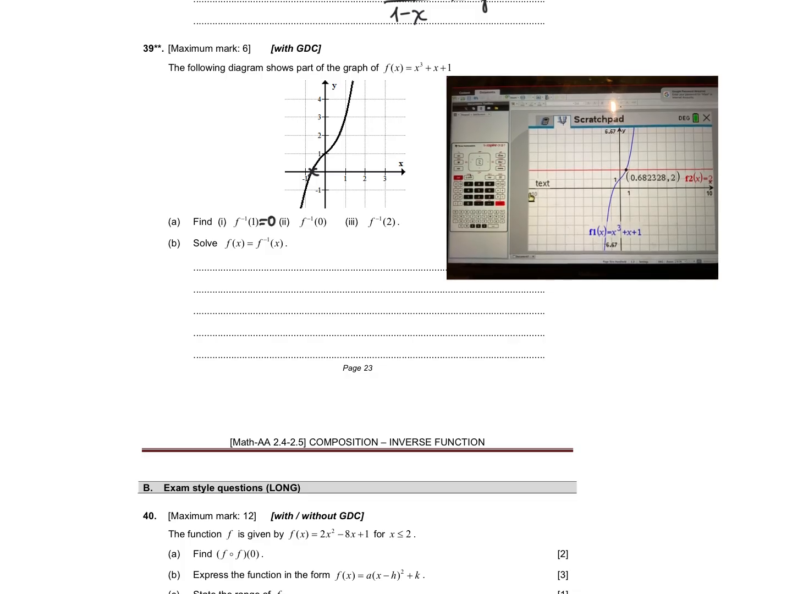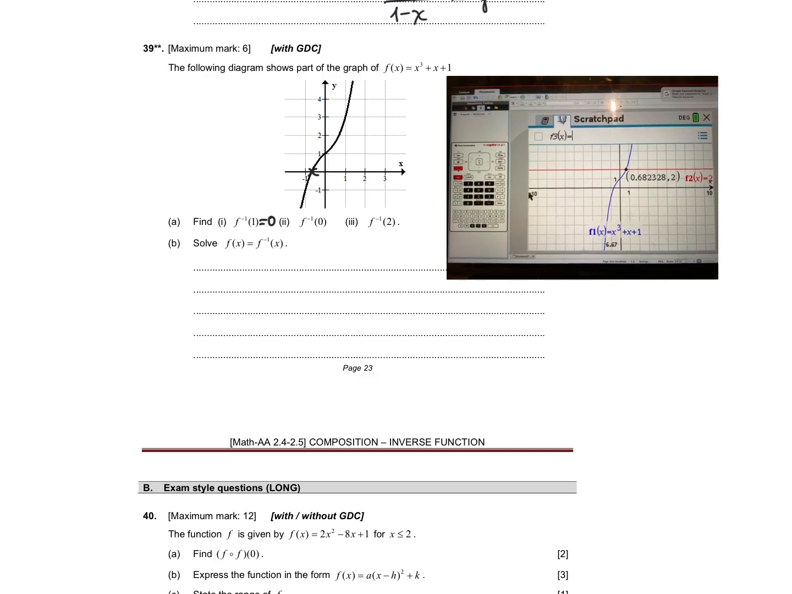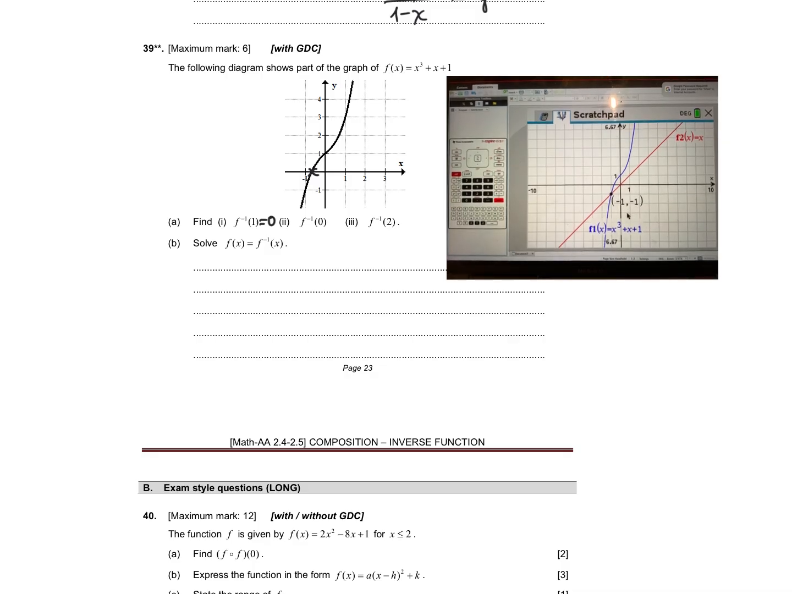And then for B, if we want when the inverse equals the function, remember this is on the line y equals x. So if we clear that, push x, because this will flip over and it'll look like that or something. And it just intersects on the line y equals x. So x equals -1 there.